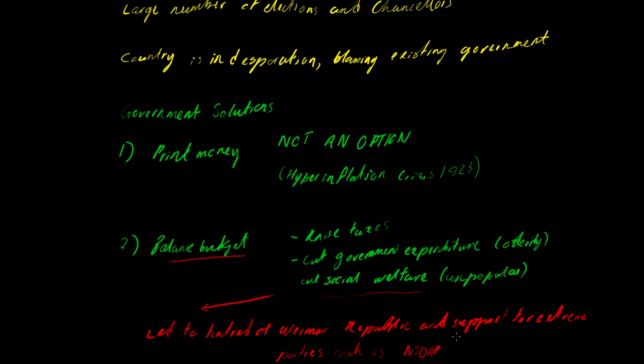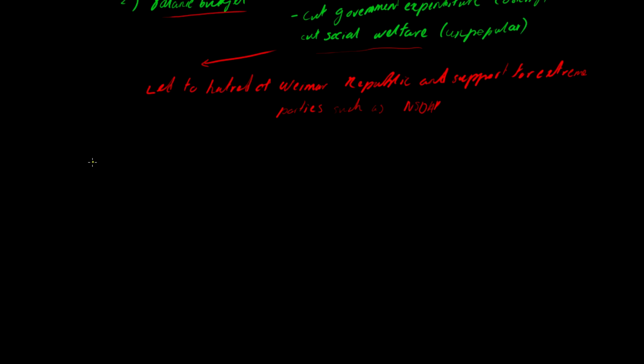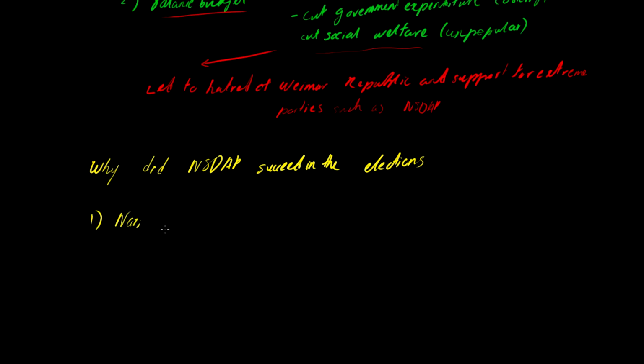So why did the NSDAP succeed in the elections between 1930 to 1933? So one reason was Nazi campaigning, and we'll go into further detail. Second was negative cohesion. The things the Nazis hated, the people also hated.